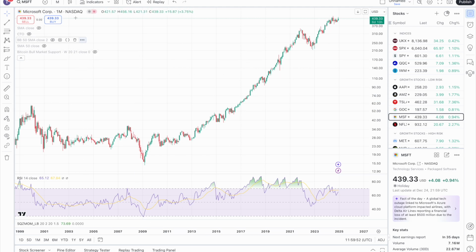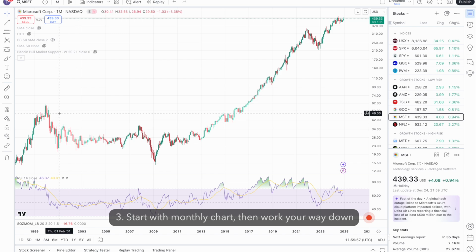The first thing I always make sure of is that I'm looking at the monthly chart. So I look at the general trend first, and I don't even need to put any moving averages or any indicators onto this just to see that it's in an uptrend. So you can see it's in a clear uptrend.